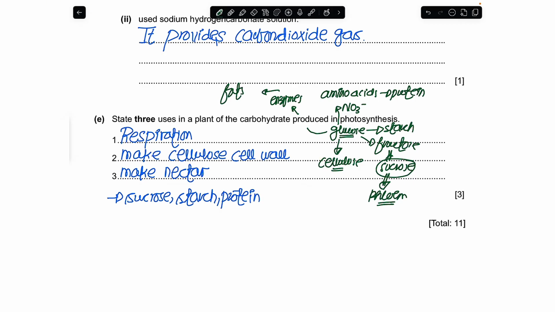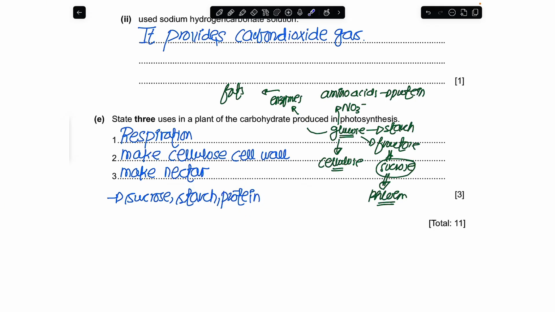So for any three statements, you just have to state three uses of any of these. I have simply written: the first is respiration, where the glucose would go into the mitochondria and be respired. Then I said that it would be used to make the cellulose cell wall. Other than that, you could say that it can be converted to sucrose or starch or protein.